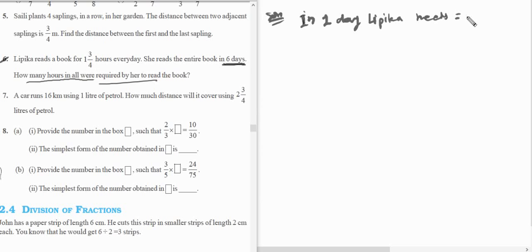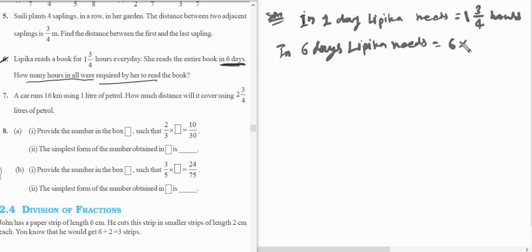1 3 by 4 hour, right? In 6 days, लिपिका needs, 6 days में लिपिका को कितने चाहिएगा? 6 into 1 डे में इतना, तो उसमें 6 का मल्टीप्लाई कर दो, 1 3 by 4, right? Hour, this is the total hour she needs, right?